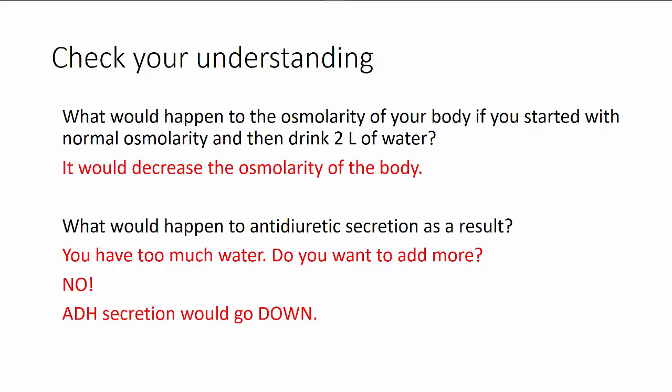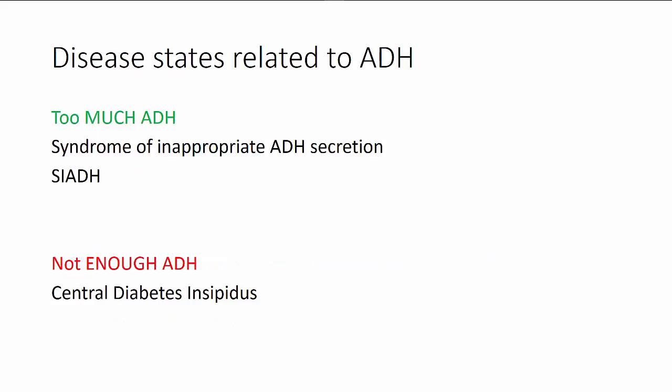Now, there's a couple of disease states related to antidiuretic hormone. We're not really going to talk about them in this video. I'll do a separate video, but I wanted to mention that you can have too much antidiuretic hormone or you can have not enough antidiuretic hormone. The first instance, too much antidiuretic hormone, can occur in a medical problem called SIADH, or Syndrome of Inappropriate Antidiuretic Hormone Secretion. You can have not enough antidiuretic hormone, and in this case, if you don't have sufficient antidiuretic hormone, you get something called central diabetes insipidus.